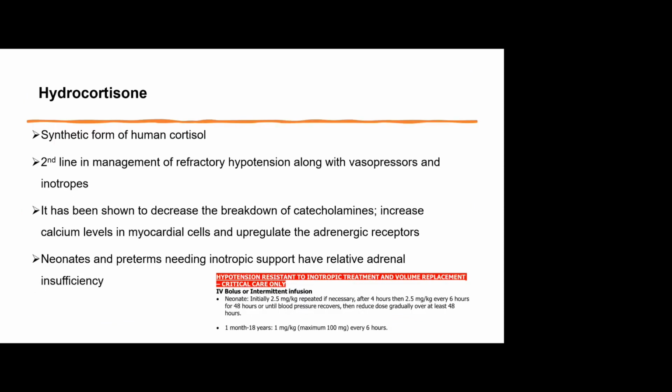Steroids are commonly used. In fact, steroids are the second line of management in refractory hypotension in neonates. The way it acts is that it improves the efficiency of the inotropes by upregulating the adrenergic receptors, increasing calcium levels in the myocardial cells, and also decreasing the breakdown of catecholamines. And this is the guideline here from our PICU, where we give an IV bolus of 2.5 milligram per kilogram and repeat it every 6 hours in the unit. Whereas in older children, we give a milligram per kilogram every 6 hours.